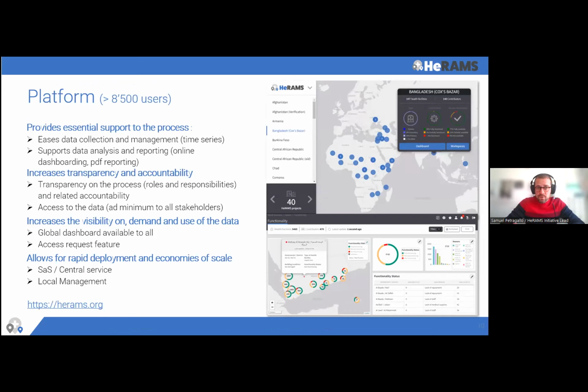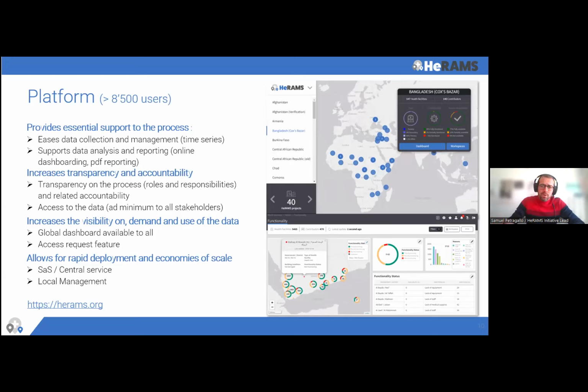So the very first objective of the platform was to make that process easy, basically, and ease everything related to data collection, but also the maintenance of that data over time. Very quickly, we've worked also on trying to bring services back to whoever onboarded the process in terms of reporting. So there's online dashboarding with the possibility of exporting PDF reports and so on.